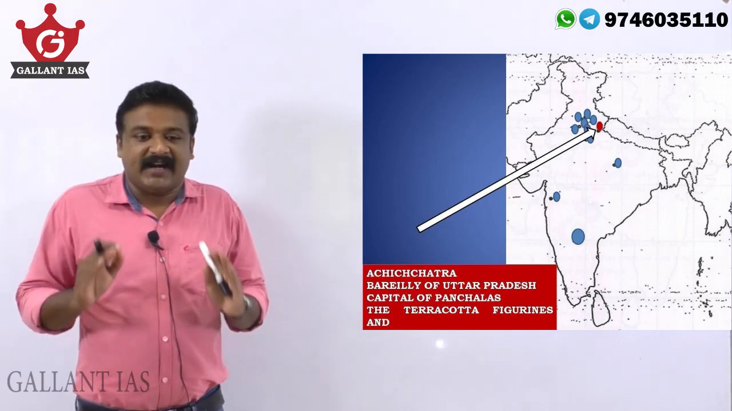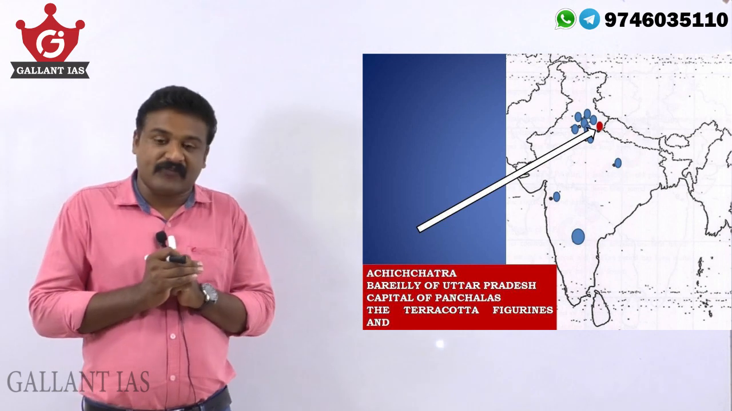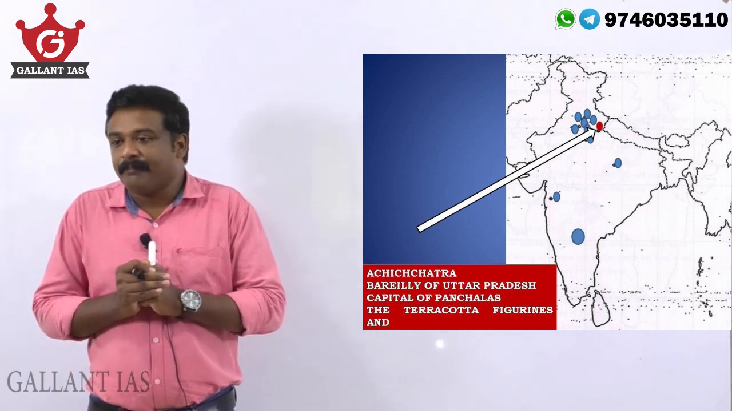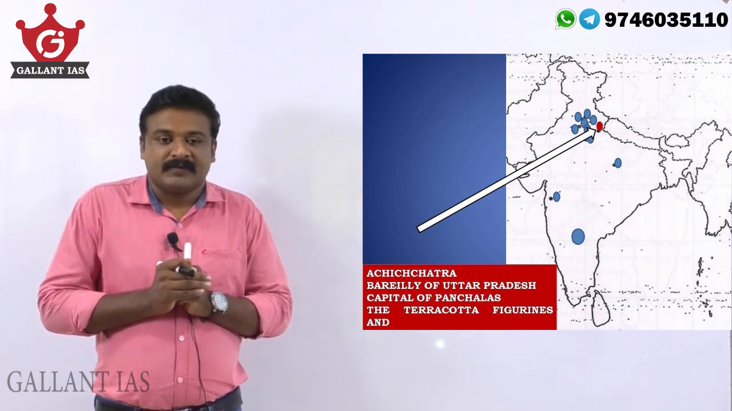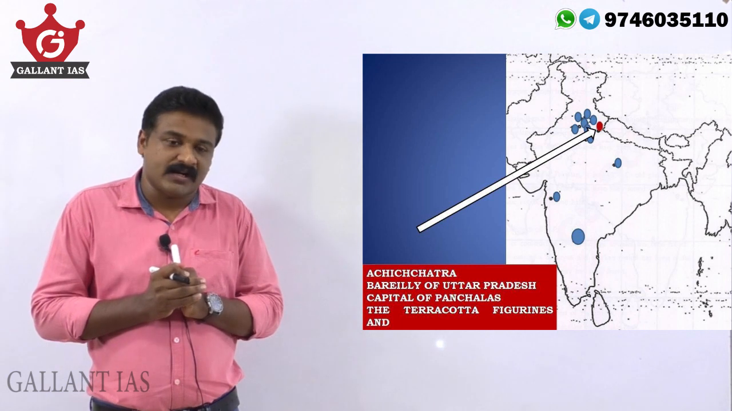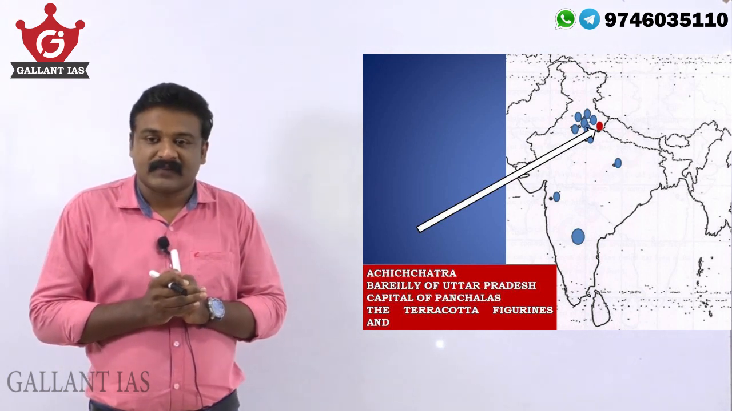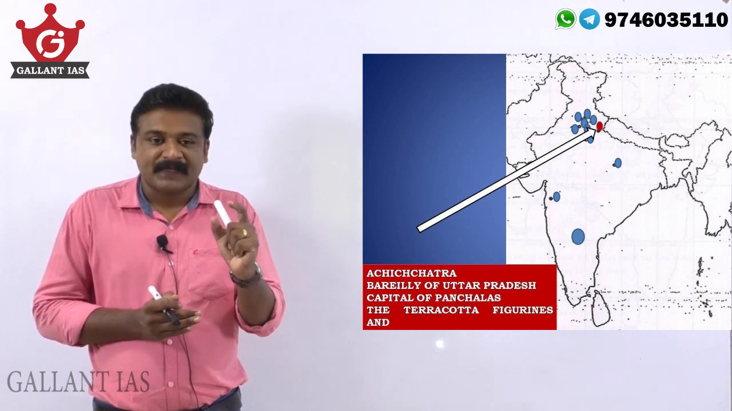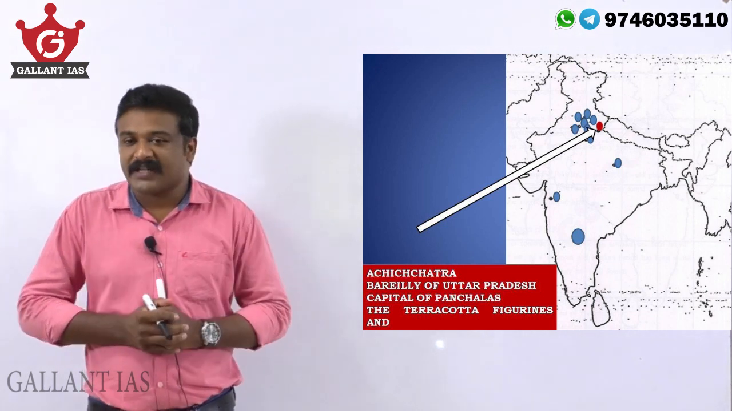That is why I said it is an advantage of history optional. Solving the map. By solving 20 sites, we are scoring 50 marks. Find out the site with the help of the clues and write a short description for each site.